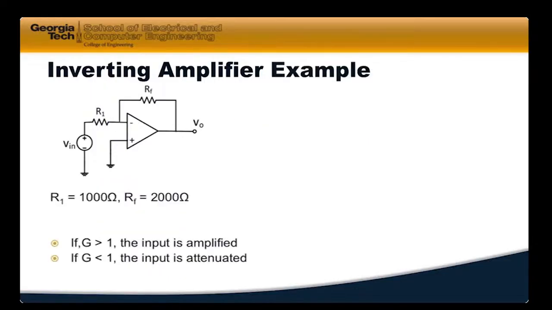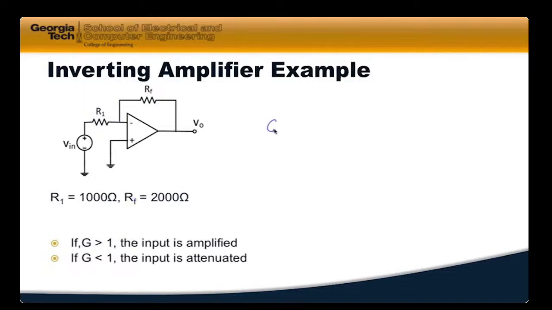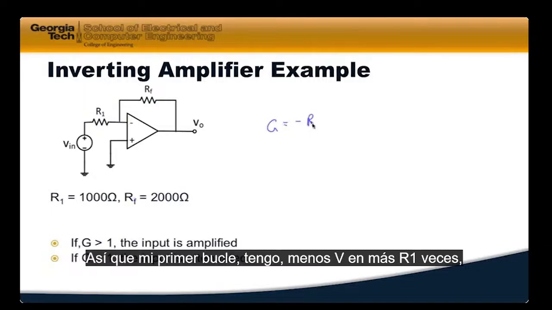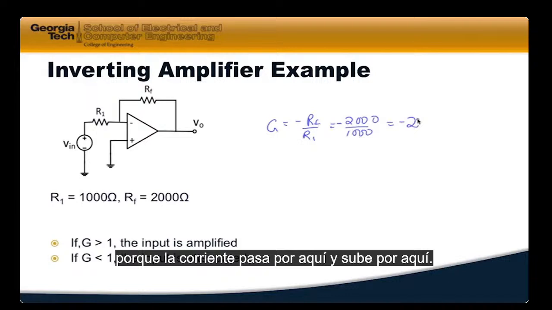Let's look at an example of an inverting amplifier, again with numbers. So we've got the gain is equal to minus RF over R1, and in this case we've got 2,000 over 1,000 with that minus sign in there, so the gain is minus 2.